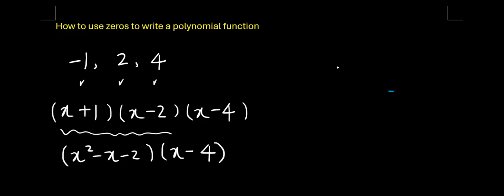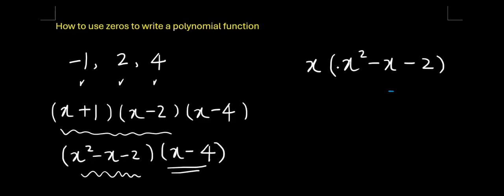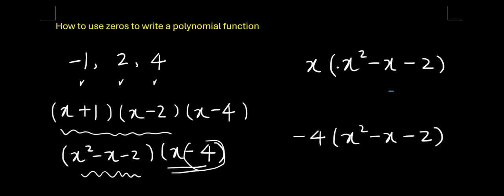What we can do, use a trinomial times a binomial. We can use x times this trinomial. We can use -4 times the same trinomial. Then we add them together. Let's give it a try. Pause this video. You do first and come back.